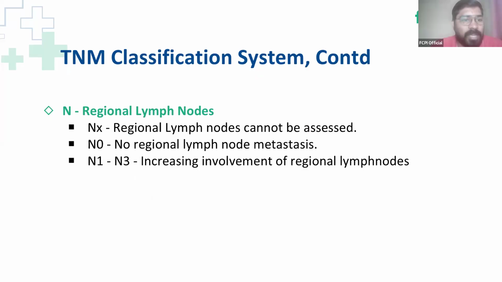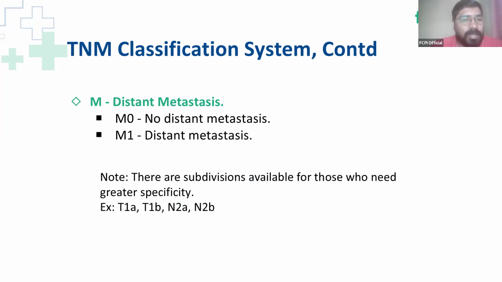Similar to the primary tumor, here we assess for the regional lymph nodes. So NX means regional lymph nodes cannot be assessed. N0, where regional lymph node metastasis is absent, and N1 to N3, increasing involvement of the regional lymph nodes. And M stands for the distant metastasis, M0 no distant metastasis, and M1 presence of distant metastasis. And note, here there are subdivisions available for those who need greater specificity. So in primary tumor, we have staging like T1A and B, and even in the lymph nodes also like 2A and 2B.